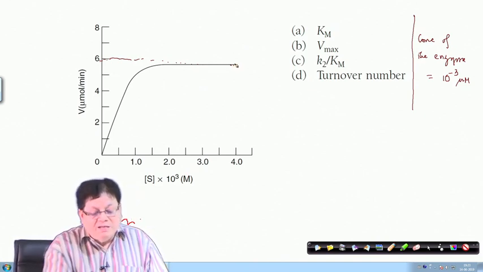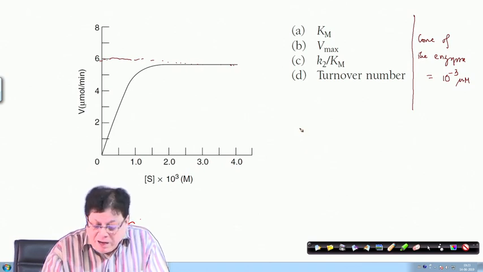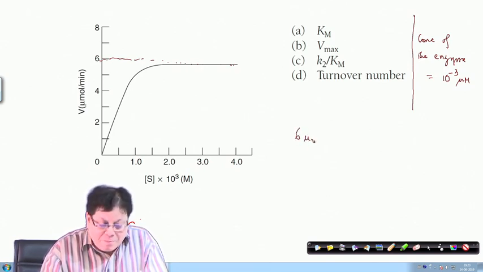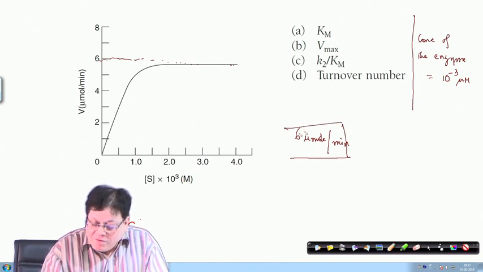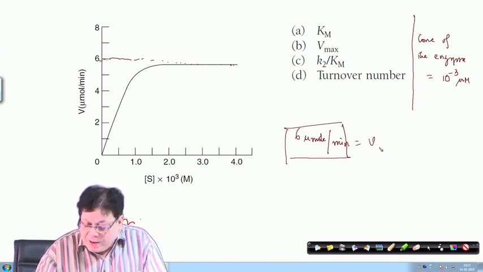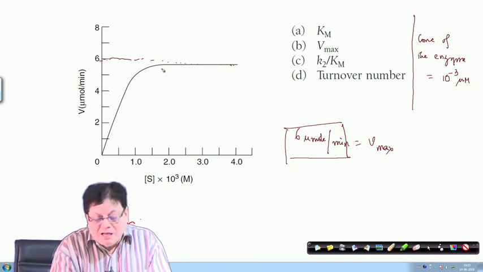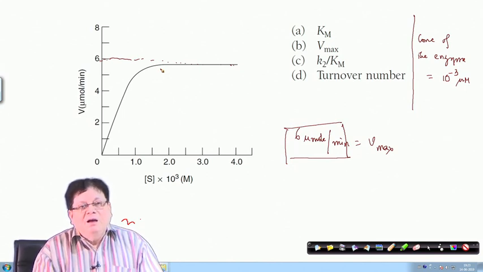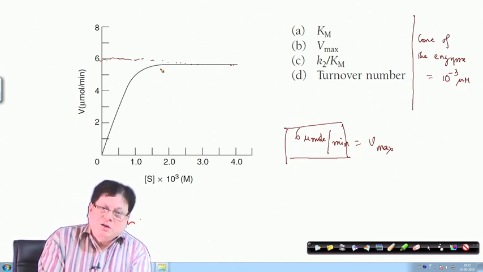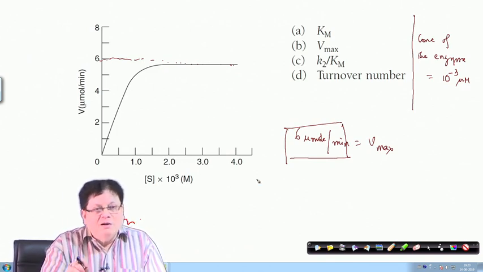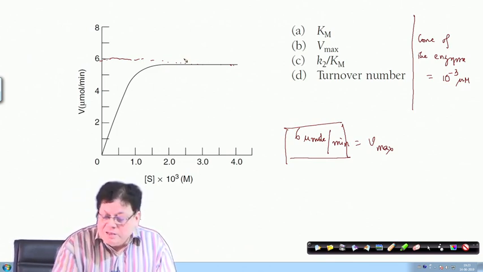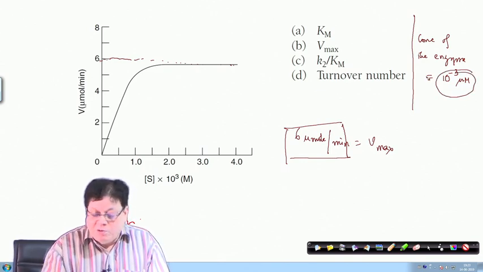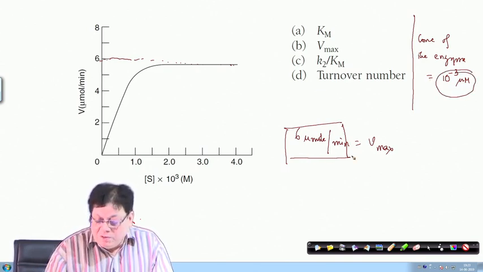So, we can say that 6 micromole per minute is your maximum velocity, Vmax, according to the graph, because that is the saturation level. What is saturation level? That means beyond that you cannot increase the rate of the enzyme reaction, unless you add a fresh amount of enzyme. In this, the enzyme concentration is specified as 10 to the power minus 3, and so the value of Vmax is 6.